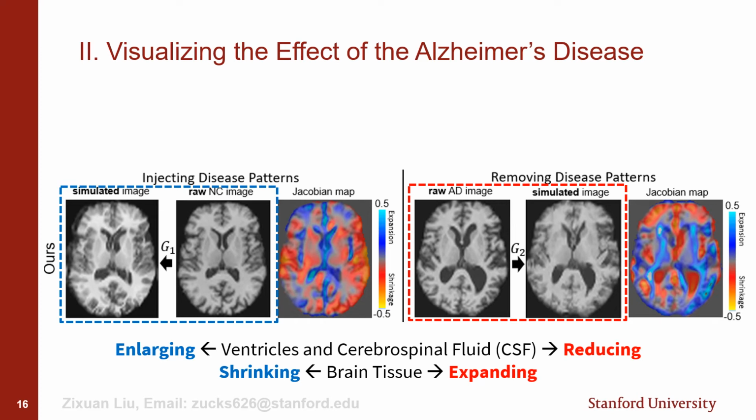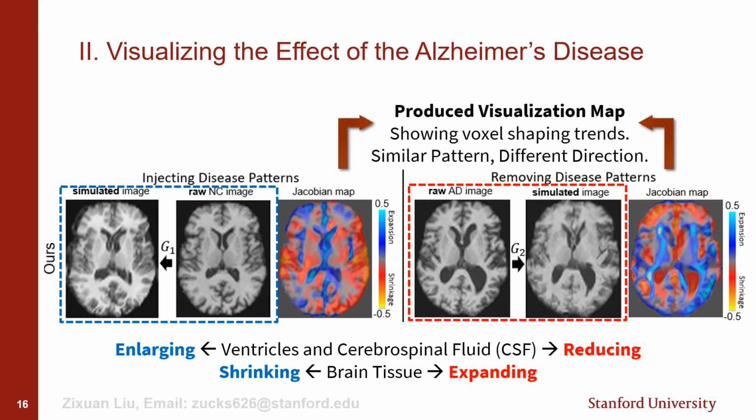Then let's look at the produced visualization map. It shows the trend of whether a region will either expand or shrink, where blue means expansion, red means shrinkage. We can see in the left part, the ventricle is expanding, and brain tissue is shrinking. And a symmetric result is shown in the right part's Jacobian map. This shows that the simulator network successfully learns a symmetric simulation process in these two directions.